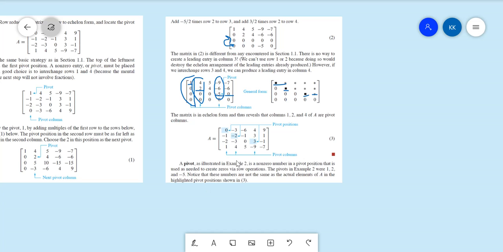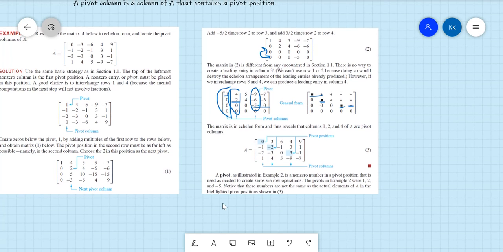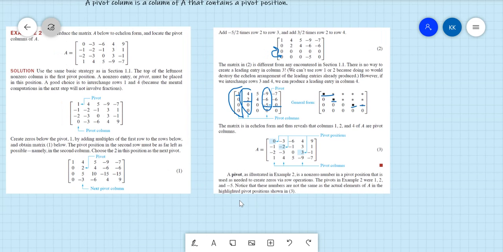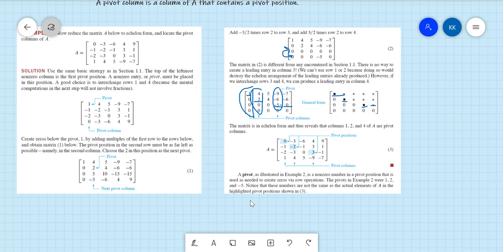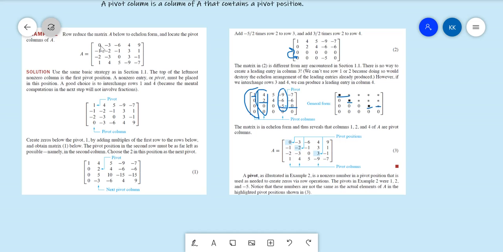Again, a pivot, as illustrated in example 2, is a non-zero number in a pivot position that is used to create zeros via row operation. The pivots in example 2 were 1, 2, and minus 5. Notice that these numbers are not the same as the actual elements of A in the highlighted pivot positions shown in 3. So this was the original A matrix. So this one is now in the position of 0. This 2 is at the position of earlier minus 2, and this minus 5 is in the position of what was 3 earlier. So these are the pivot positions and these are the pivot columns.